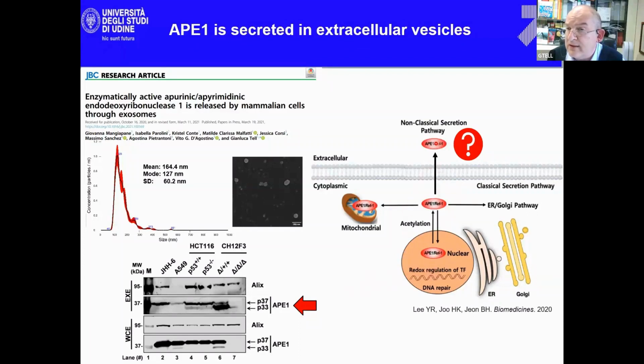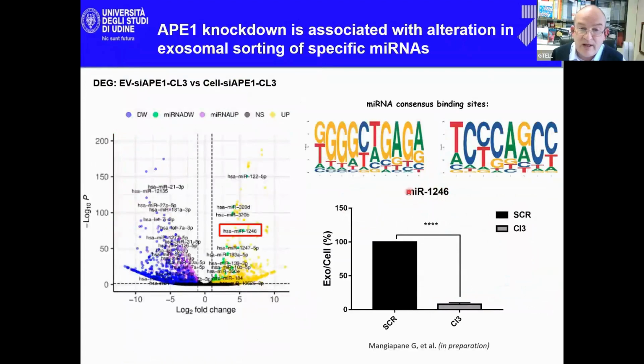We know that in the exosome the protein is enzymatically active, but in the exosome the base excision repair pathway is not active. Therefore, we believe that this exosomal secretion can be associated with the function of the protein in RNA quality control, because several microRNAs can also be released through the same routes followed by APE1.